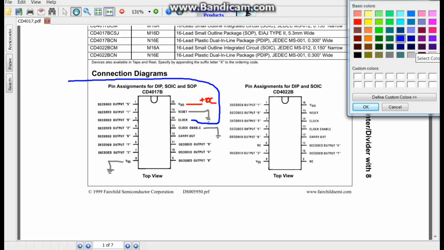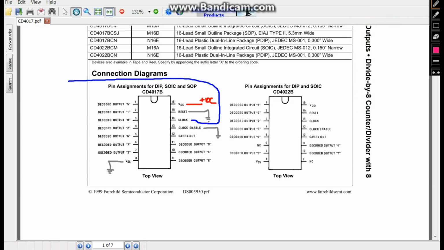And now here's where things get somewhat interesting. These are most definitely not in order. So right here, we have output 0, which is on pin 3. Then output 1, which is on pin 2. Output 2, which is on pin 4. Output 3, which is on pin 7. You see what I'm talking about here?